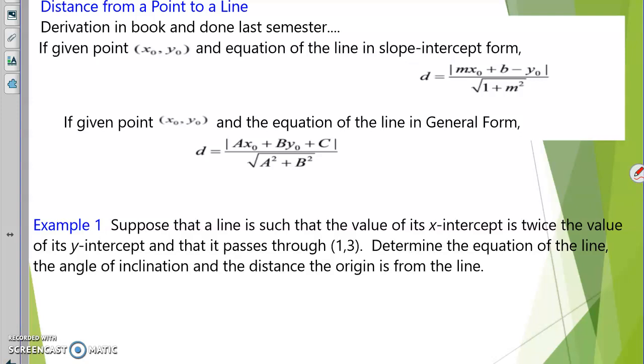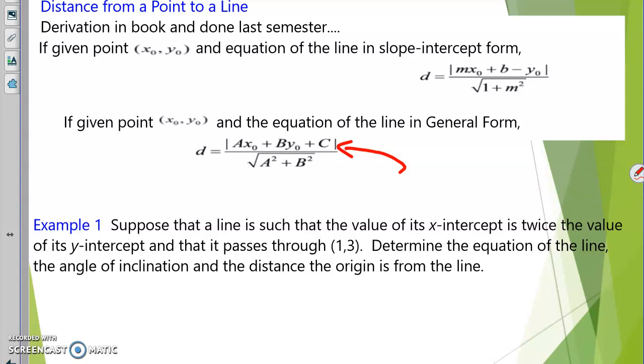On this one we have our two formulas to find the equation of a line, given the point and the slope-intercept form. And then the second one was the equation of the line in general form. And if you recall, that C was on the other side. So that's the two formulas that I think you should have already. And if not, you can pause it and write those down.